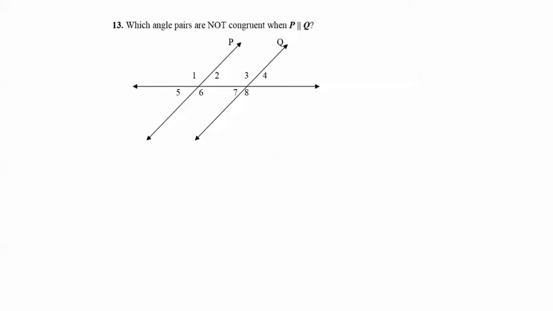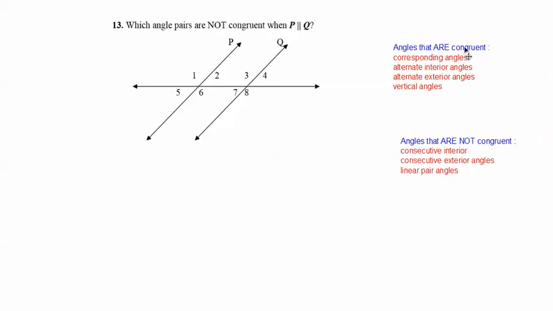In the next option here, they're saying which angle pairs are not congruent when P is parallel to Q. Just to help you understand what they're asking you and to sort out all the angles that you've learned about. Angles that should be congruent are corresponding angles, alternate interior angles, alternate exterior angles, and vertical angles. Angles that are not congruent, because together they add up to 180, are consecutive interior angles, consecutive exterior angles, and linear pair angles.